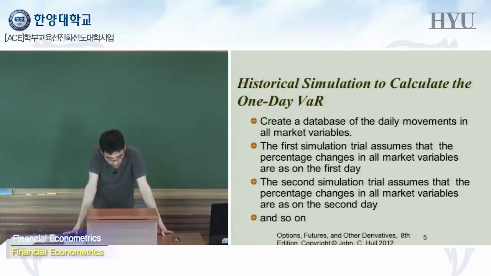There are many ways, but first, historical simulation to calculate one-day value at risk. It is like creating a database of the daily movement in all market variables. The first simulation trial assumes that the percentage changes in all market variables are as on the first day, the second simulation trial assumes they are as on the second day, and so on. We will examine an example of this case shortly.